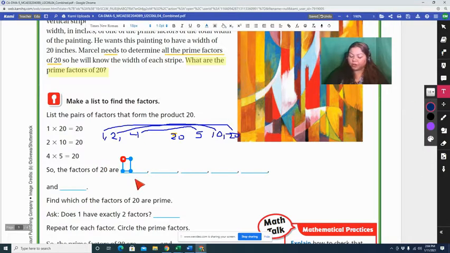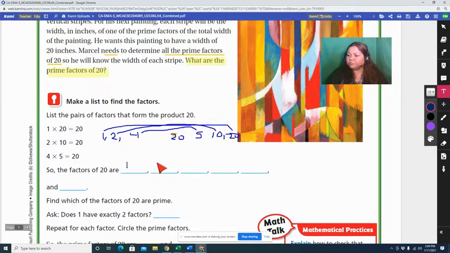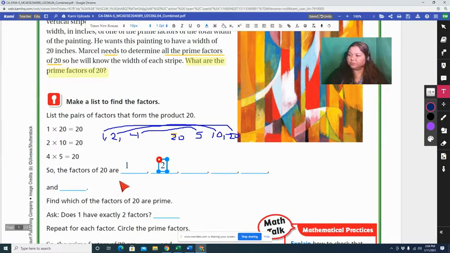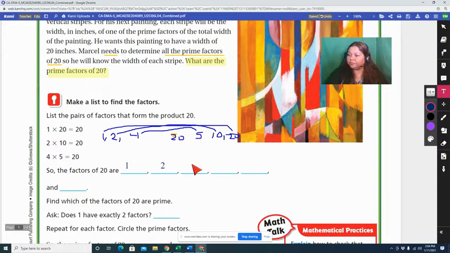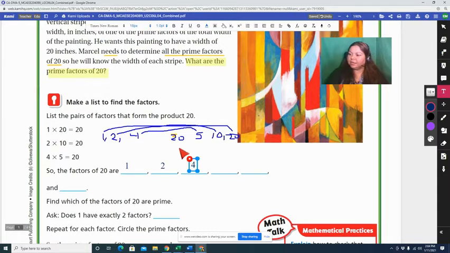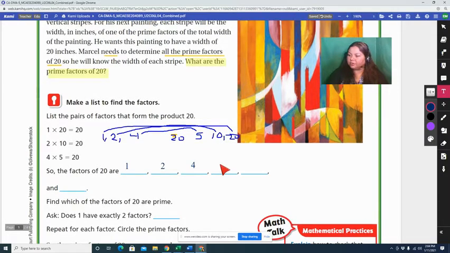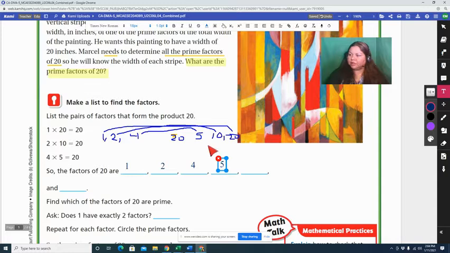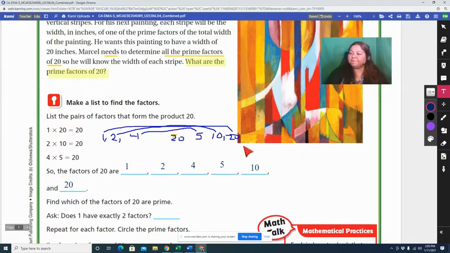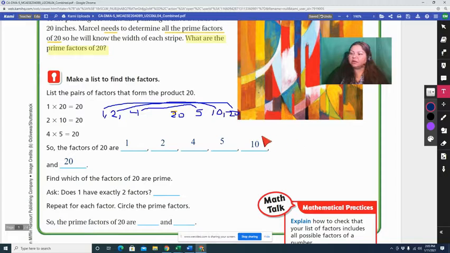So I start with 1, right? And I can just look here in my rainbow. 1, 2, then I have 4, then I have 5, then I have 10, and I have 20. So there I just modeled for you and showed you how I find my factors for 20.